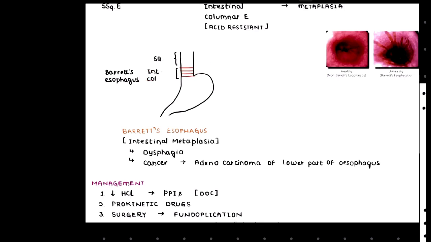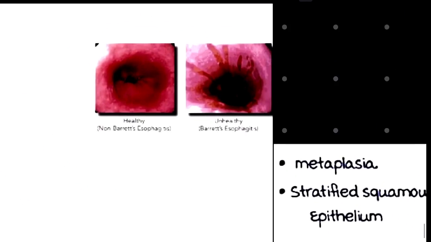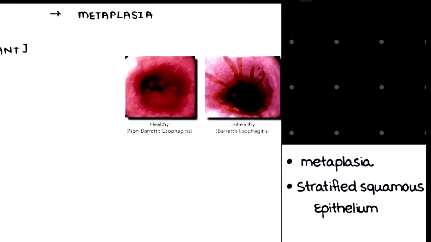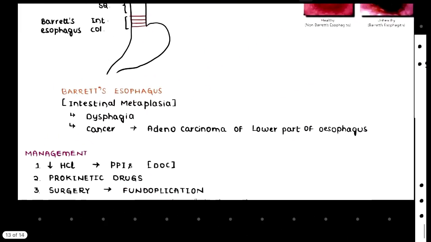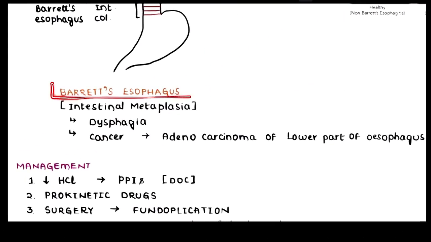That's all. Now if you see this picture, in a healthy, non-Barrett's esophagus condition, you will see normal looking mucosa, right? But in an individual with Barrett's esophagus, you will see a red velvety mucosa, as you can see right here. It will be clear in the other diagram also, and that is one important point. Barrett's esophagus is intestinal metaplasia, right?